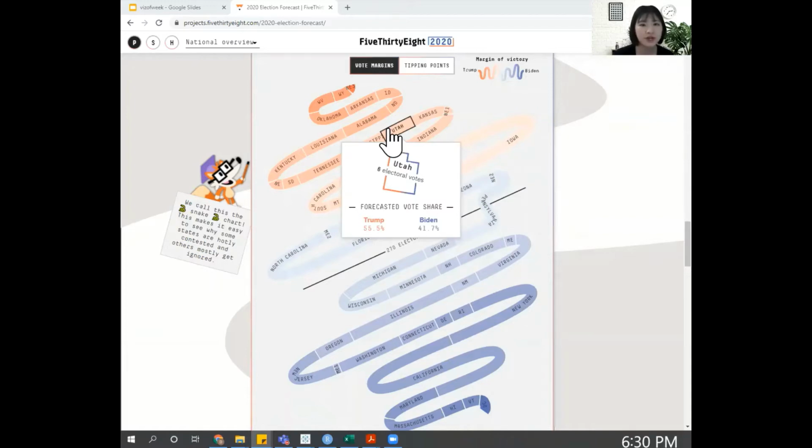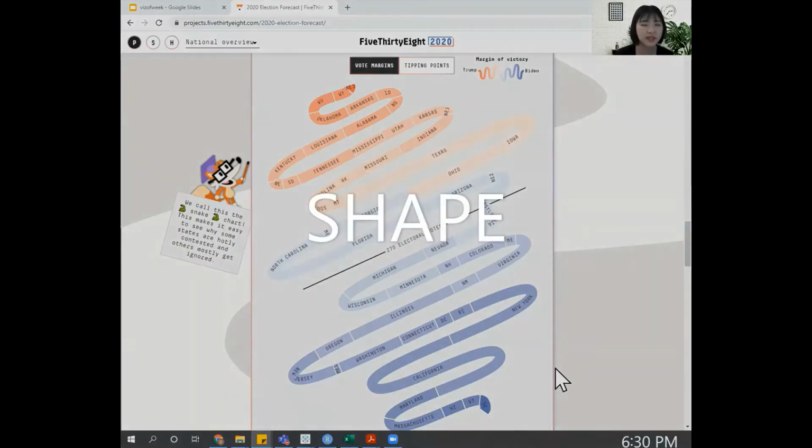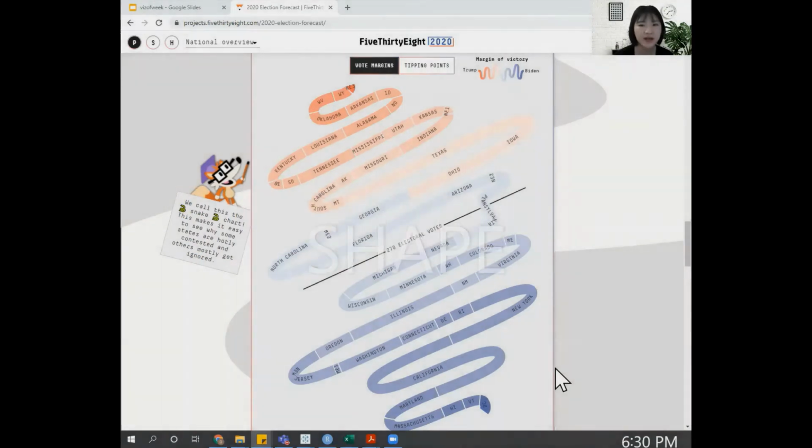However, this chart is not so effective because it fails to deliver the quantitative message at a glimpse. In the big picture, the first thing you notice is its shape of a long elongated line. Although it may be aesthetically pleasing, the snake shape does not convey any meaningful information.